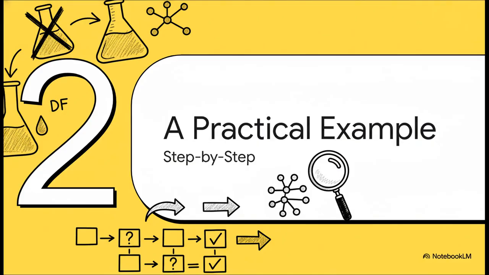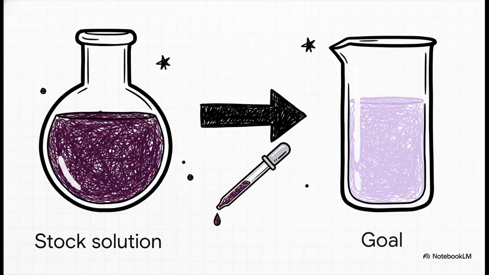Okay, so theory is one thing, but let's actually see this in action. We're going to walk through a real-world problem step by step so you can see for yourself just how powerful this thing is. So here's our scenario. We've got a stock solution that's pretty concentrated at 50 micrograms per microliter, and our goal is to get it down to a final concentration of 17. To do this, we're starting out with 150 microliters of that original stock solution.